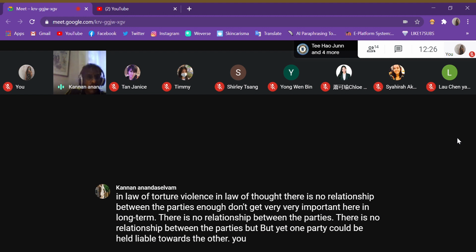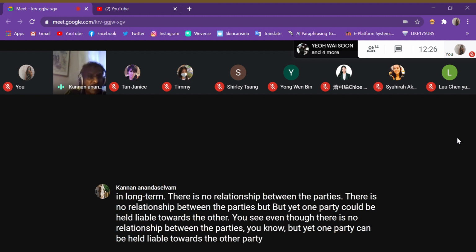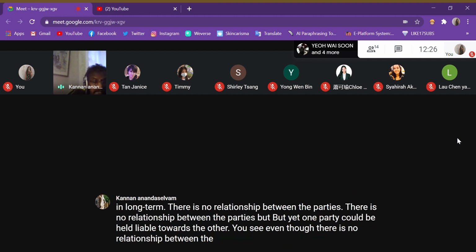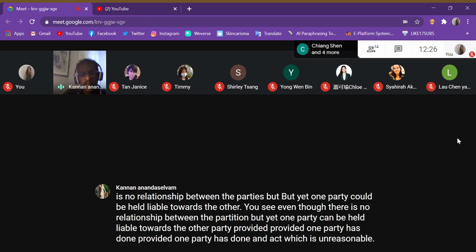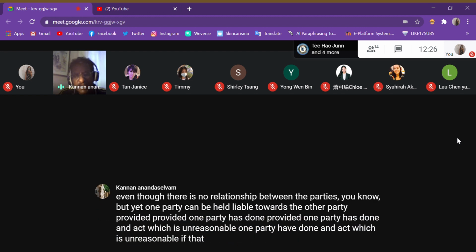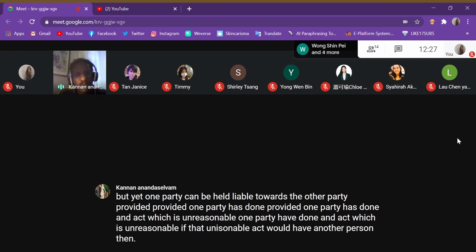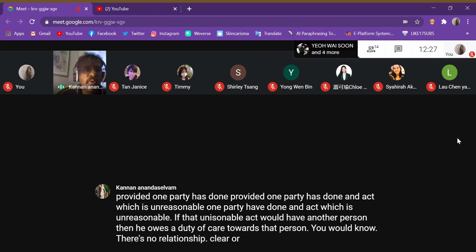You see, even though there is no relationship between the parties, one party can be held liable towards the other party, provided one party has done an act which is unreasonable. If that unreasonable act could harm another person, then he owes a duty of care towards that person, even though there's no relationship. Clear or not clear, or you want me to repeat again?